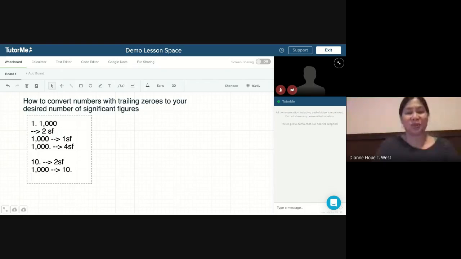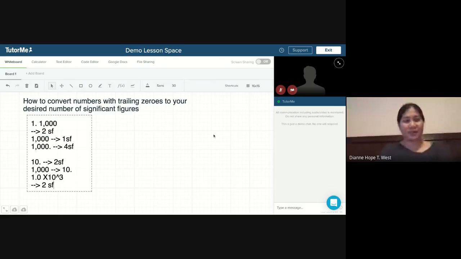So the easiest way to do this is to use your knowledge in writing scientific notation. Scientific notation was our previous lesson, and this is how you can apply your knowledge in writing scientific notation. So the best way to write 1,000 in two significant figures is to write it this way. In this form, you are writing 1,000 with two significant figures. Okay?